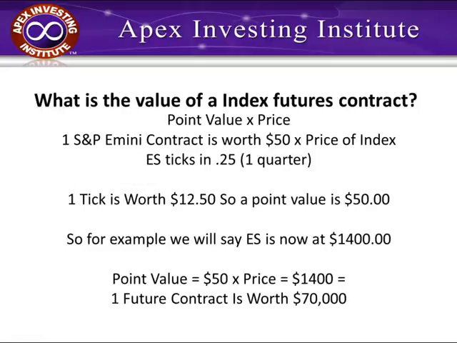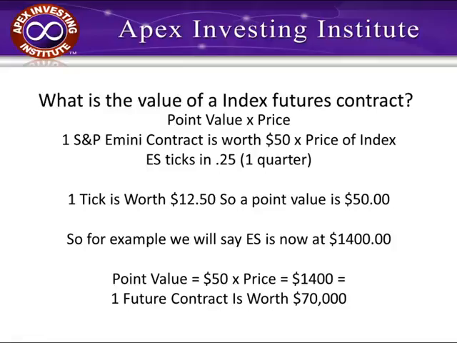So you would just take the point value of $50, and let's say the S&P was trading at $1,400. Point value $50 times $1,400, and you get the value of $70,000. That's just an easy, simple way. All you have to do is figure out the contract size, which is the point value. It's really the same formula as the other one. I put point value, but you can use contract size. And contract size is $50 times the price of the S&P.